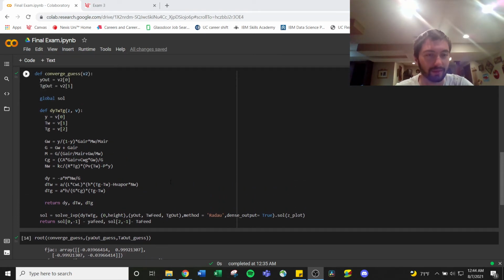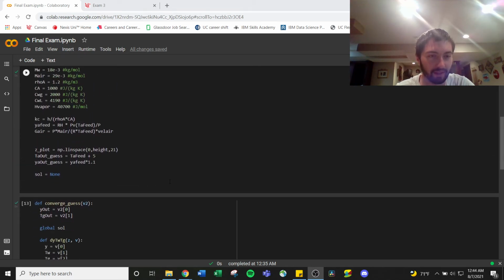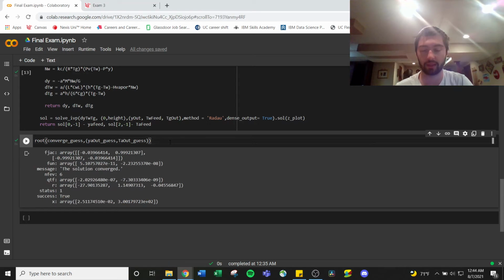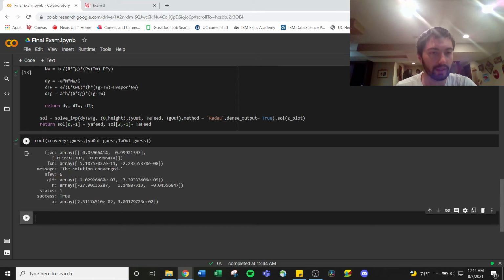So I was kind of hunting through to try to figure out what was wrong. I ended up finding it. So here we go. And then, as you can see, when I ran it there, it looks much better. The solution converged, and we have this array that is our converged answers there. So I think we're ready to move on to the graphing.